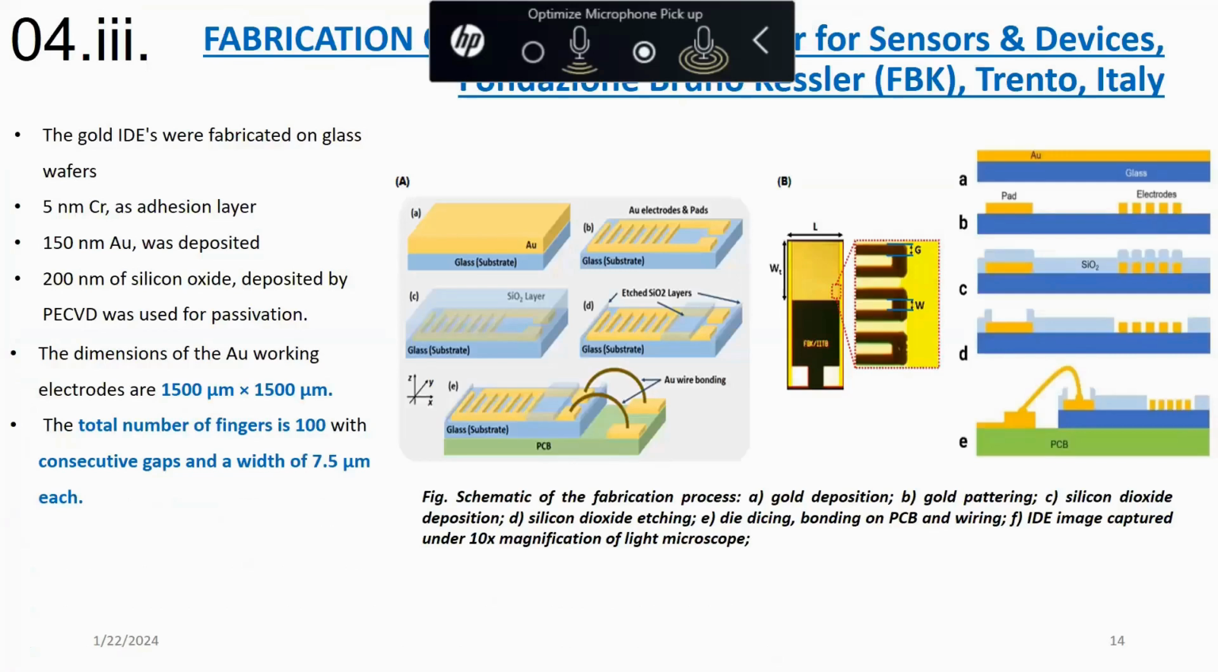Gold IDs, gold interdigitated electrodes, were the platform for developing this DNA-based sensor. These interdigitated electrodes were fabricated on a glass wafer, as a micro-sized device, by our project collaborators, FBK. We have a project group in which the FBK team from Italy worked on fabricating the devices. These devices were shipped to us, and then we had to work out the best approach for functionalizing them and utilizing them for appropriate EIS measurements.